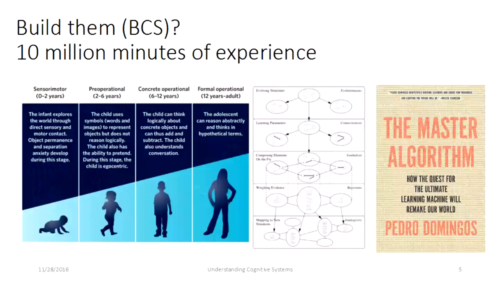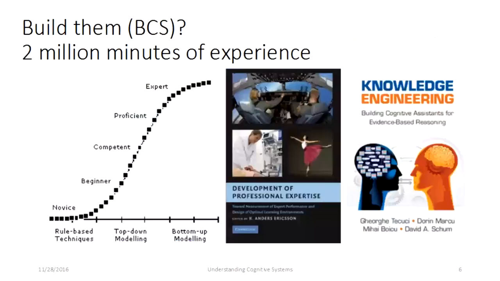And in the book The Master Algorithm, Pedro Domingos talks about the day that may be coming when we'll be able to build digital cognitive systems similar to the way that we, quote unquote, build biological cognitive systems, by having many of them interact through many million minutes of experience to develop capabilities more like biological cognitive systems, but that's not really possible right now.